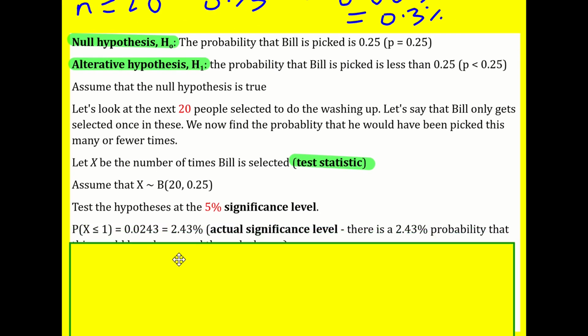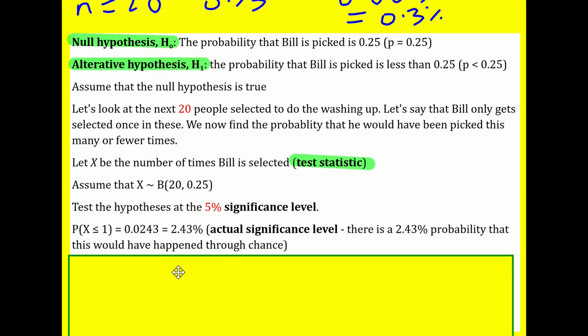Okay, and then we do a calculation. The probability that X is less than or equal to 1. We know that he has only been selected once, so we find the probability he's selected once or less, and that turns out to be 2.43%.